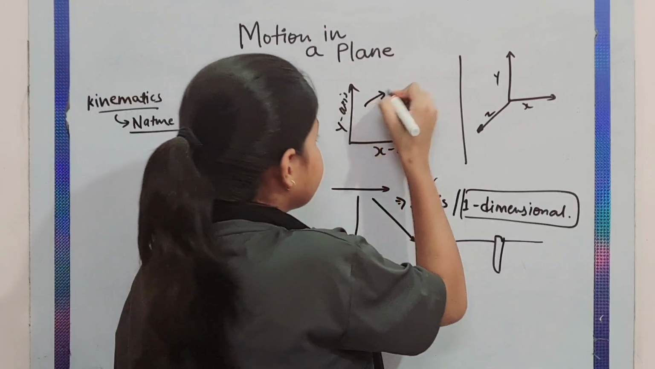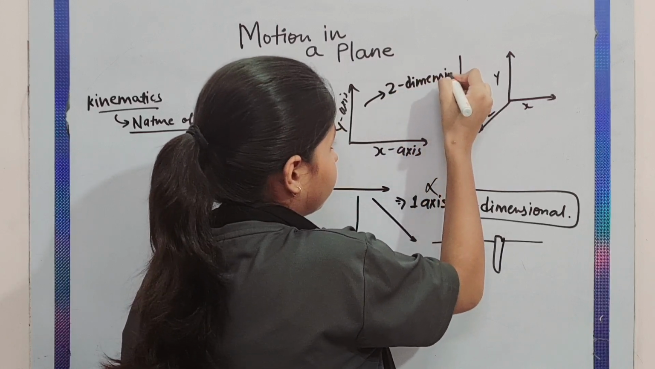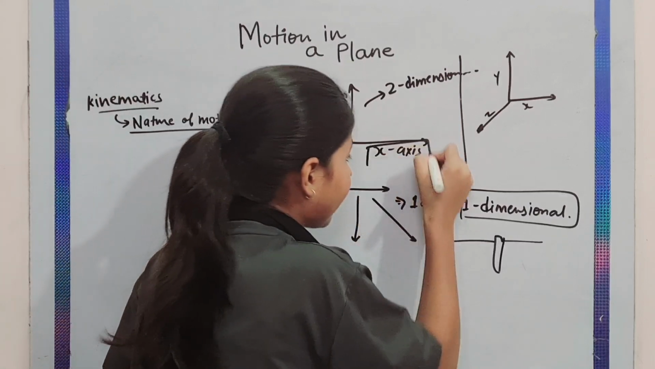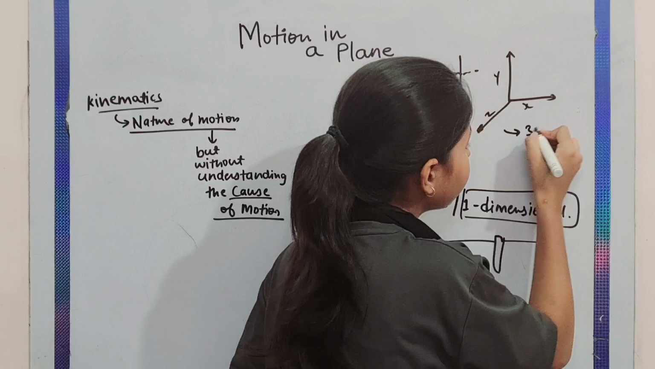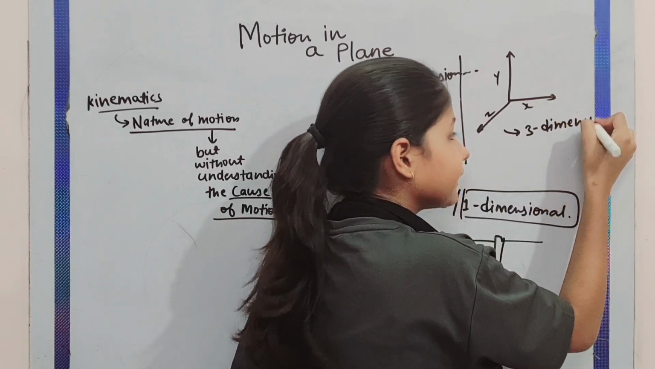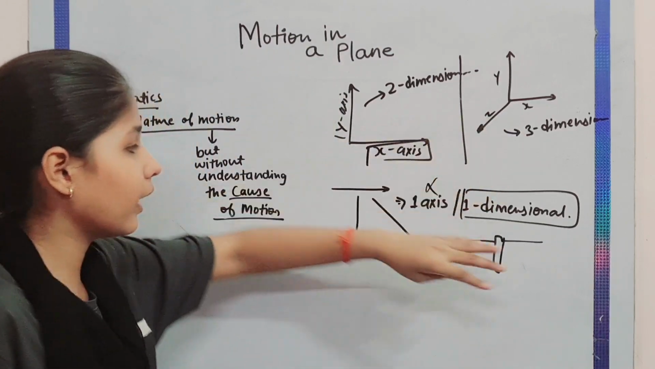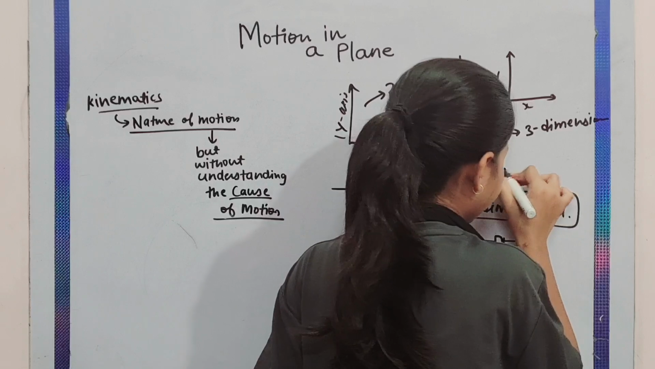Now this motion is known as two-dimensional motion, where there is x-axis and y-axis. This is three-dimensional motion in which there is x-axis, y-axis as well as z-axis. So three-dimensional, two-dimensional and one-dimensional. One-dimensional is also known as motion in a straight line.